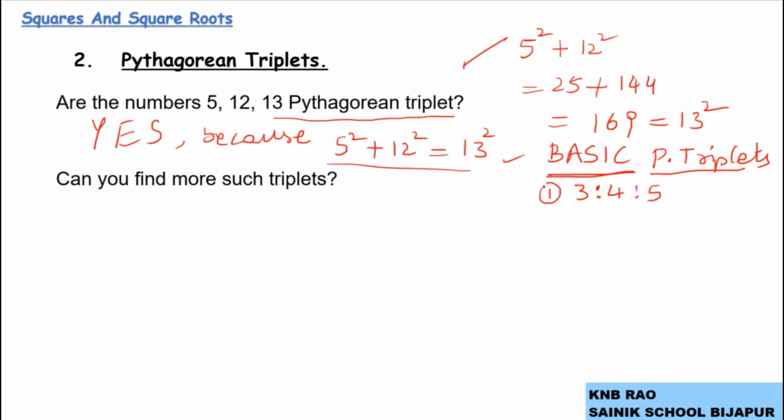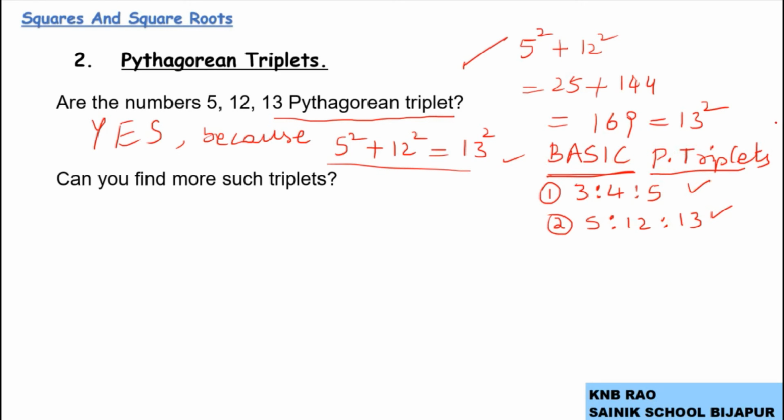Similarly, there is another which you are watching, 5 is to 12 is to 13. So the multiples of 3 is to 4 is to 5 are also Pythagorean triplets. The multiples of 5 is to 12 is to 13 will also give you the rest of the Pythagorean triplets. So similarly we can have so many Pythagorean triplets once you know basic Pythagorean triplets.